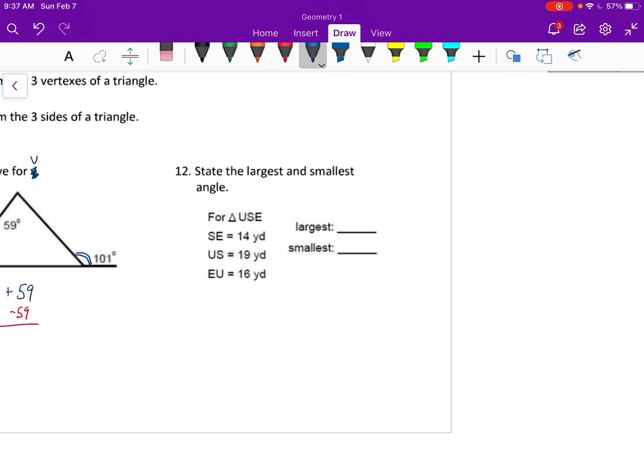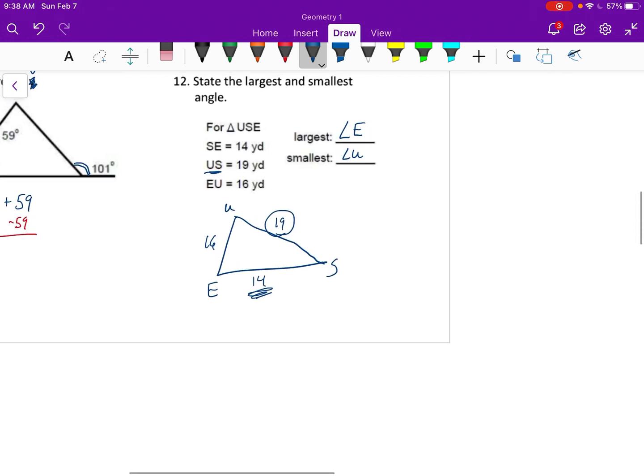Number 12, state the largest and smallest angle for triangle USE. So it might help to sketch this. You don't really have to if you know your things well. USE, so US is the longest, so let's make that, this is US, which would make this E. It might not be completely drawn to scale, but this is 19, EU is 16, and SE is 14. So definitely not drawn to scale, so we need to go by the lengths that are given. So the largest angle is definitely across from the largest side. 19 is the largest side, so the largest angle is angle E. And the smallest side is 14, so the smallest angle is angle U. So that was the theorem that tells us the largest side is across from the largest angle and vice versa.